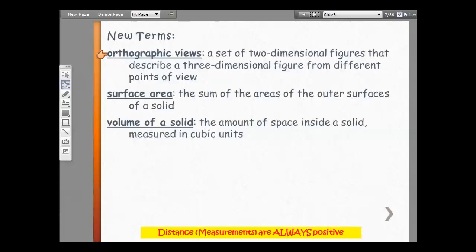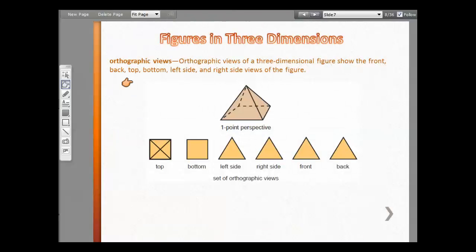New terms that we're going to be discussing today are the orthographic views, surface area, and volume of a solid. A lot of them probably aren't that new to you. Okay, orthographic views. It's a view of a three-dimensional figure that shows the front, back, top, bottom, left side, and right side views of the figure.